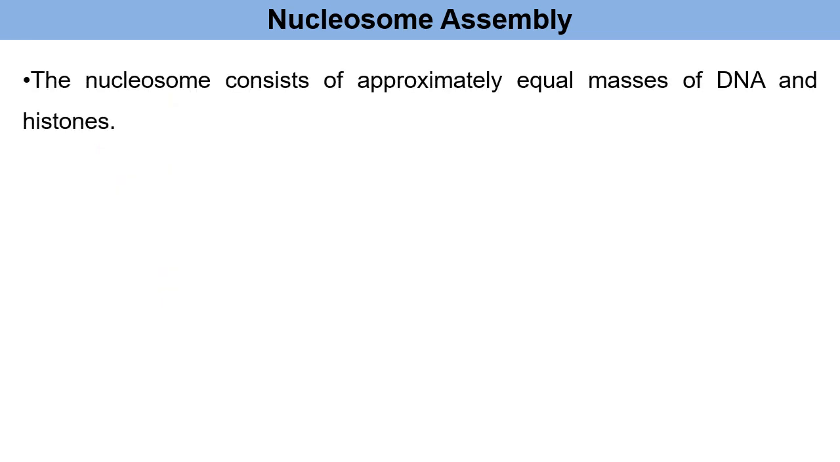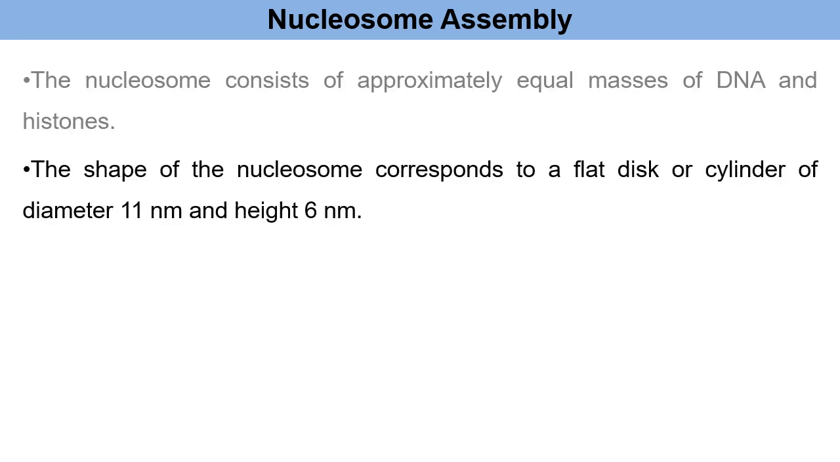The nucleosome consists of approximately equal masses of DNA and histones. So the predicted mass of a nucleosome that contains the histone H1 is around 262 kilodalton. If we look into the shape of the nucleosome, it corresponds to a flat disc or cylinder of diameter 11 nanometer and height of 6 nanometer.